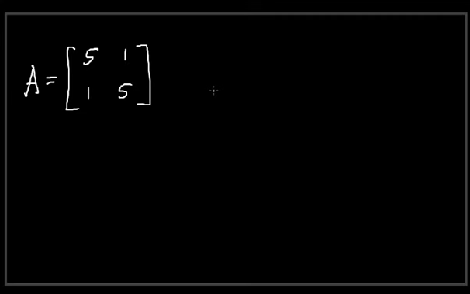So consider the matrix A. It will be a 2 by 2 matrix given by 5, 1 in the first row and 1, 5 in the second row. What we want to do is to find all possible eigenvalues and eigenvectors for this matrix.